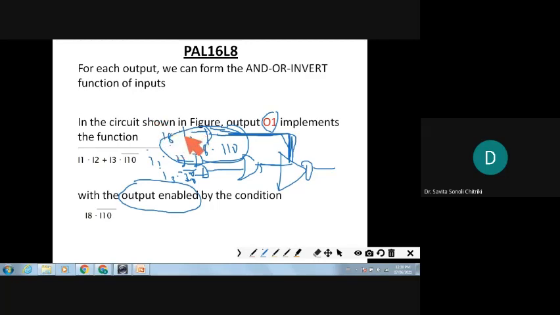I8 ANDed with I10 bar. Is it clear to you all? Yes, ma'am. All of you unmute and tell me, is it clear how it is implemented? Yes, ma'am. It is just an array of AND-OR gates internally.